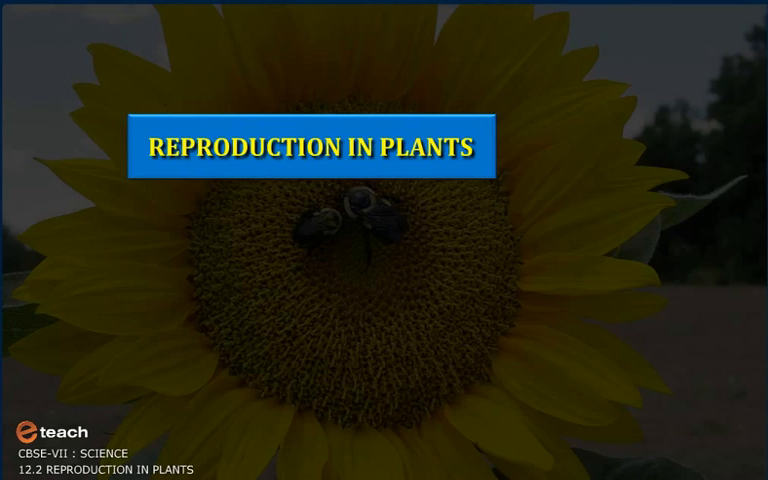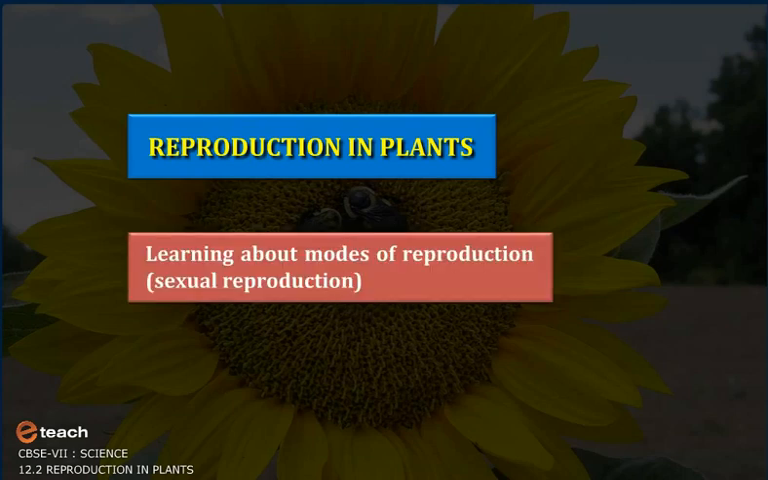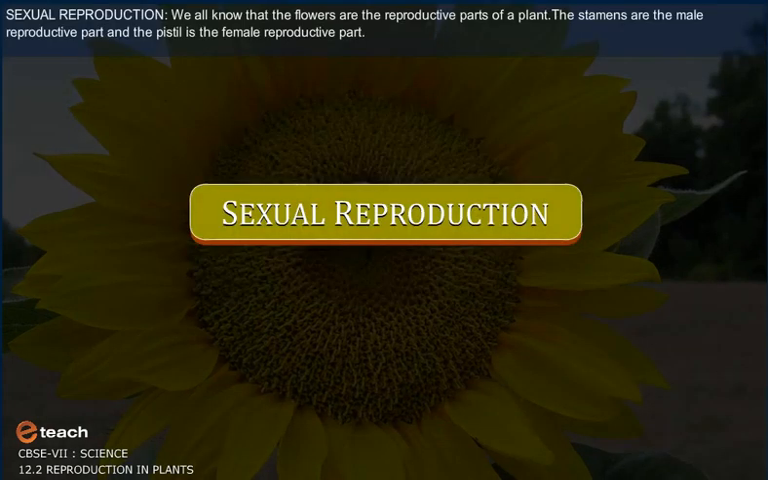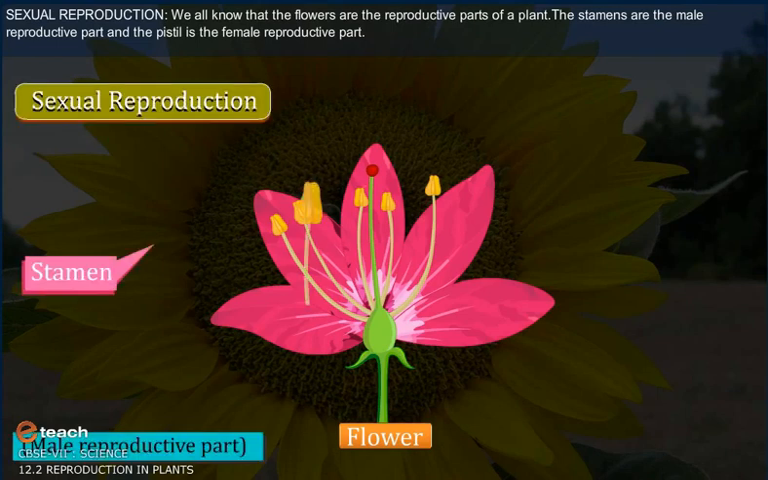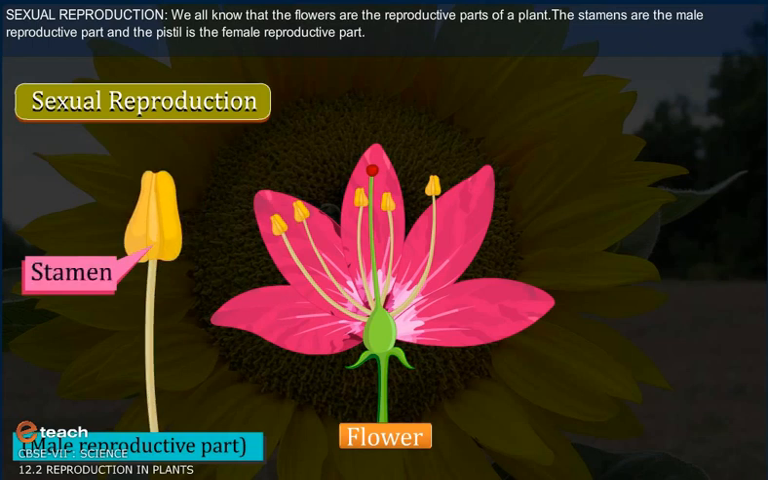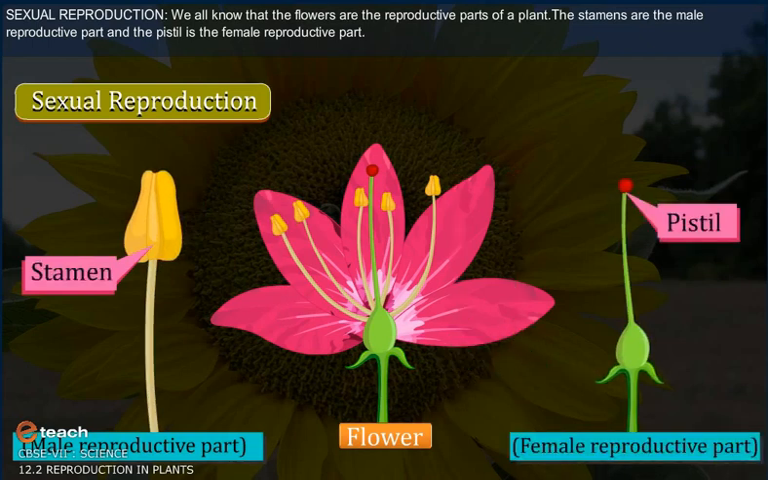Reproduction in plants. Learning about modes of reproduction. Sexual reproduction. We all know that the flowers are reproductive parts of a plant. The stamens are the male reproductive part and the pistil is the female reproductive part.